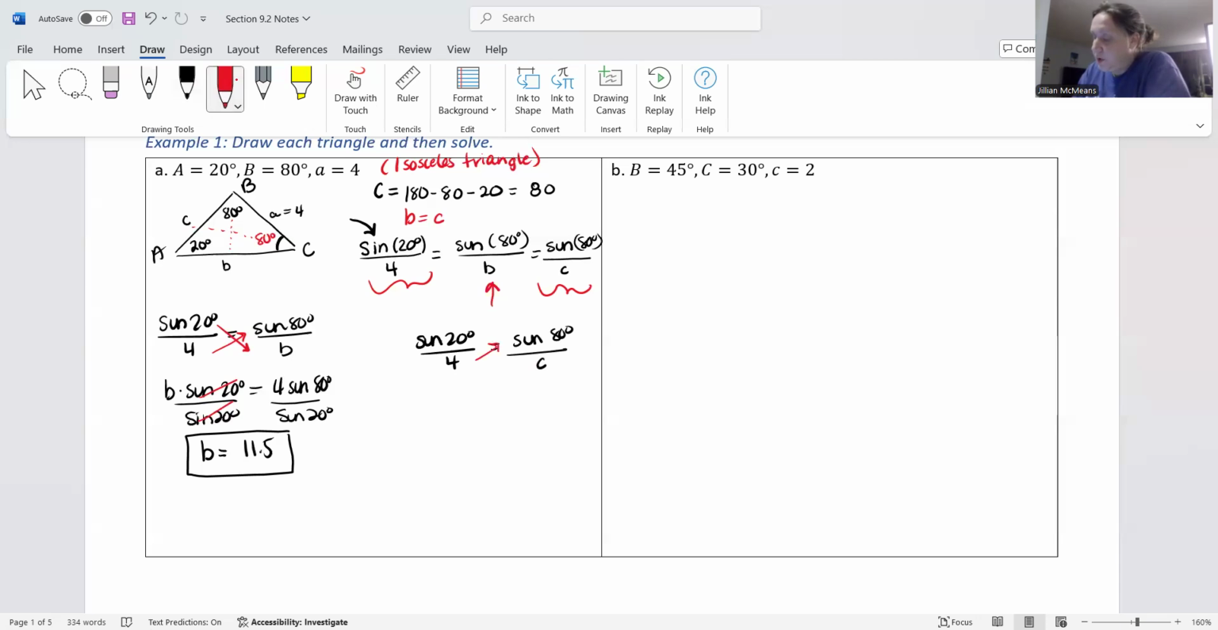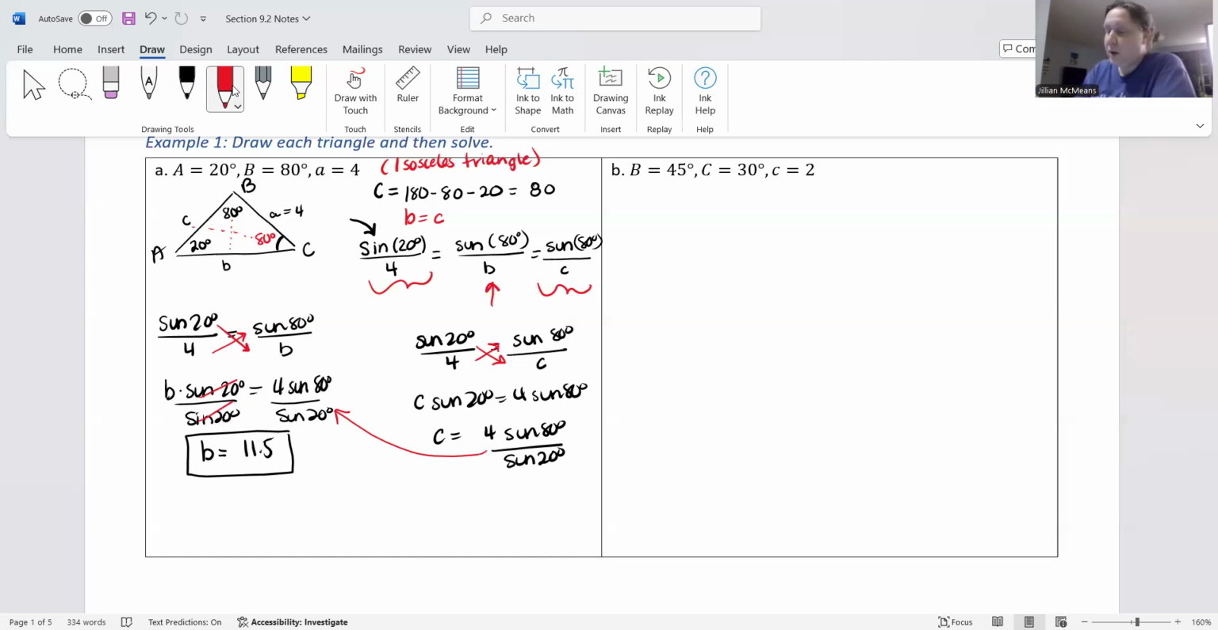So we're going to cross multiply. We're going to get c times sine of 20 degrees equals 4 times sine of 80 degrees. We want to get c alone, so we're going to divide both sides by sine of 20. And we get c equals 4 times sine of 80 divided by sine of 20. And hopefully that looks really familiar because it's exactly what we got right here. And so at home, can anybody tell me why this is the case?